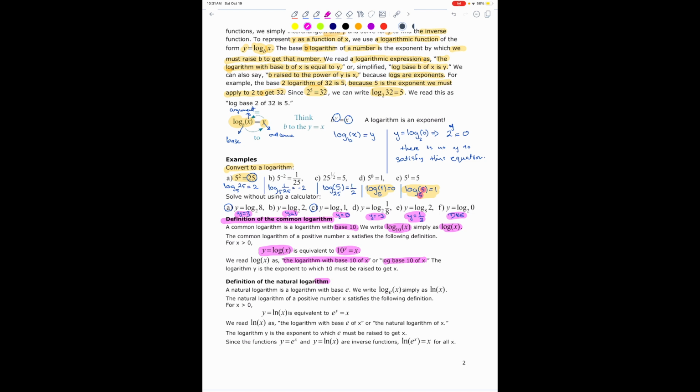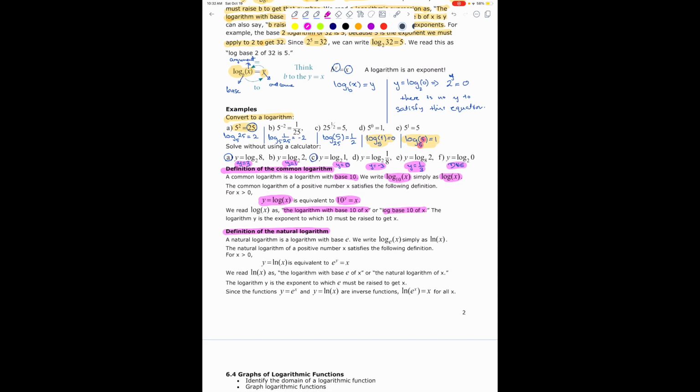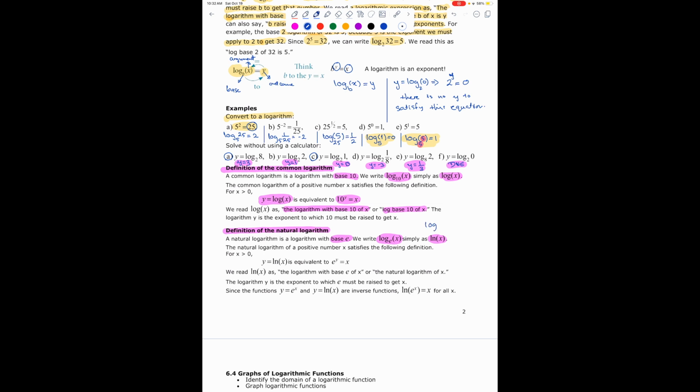Another type of logarithm is what we call the natural logarithm. A natural logarithm is a logarithm with base e, which is the Euler number, 2.718282. We write log base e of x, or simply ln of x. So when you see ln, that is another log. However, this log is a natural logarithm which has a base e. So in other words, log base e is equivalent to ln.